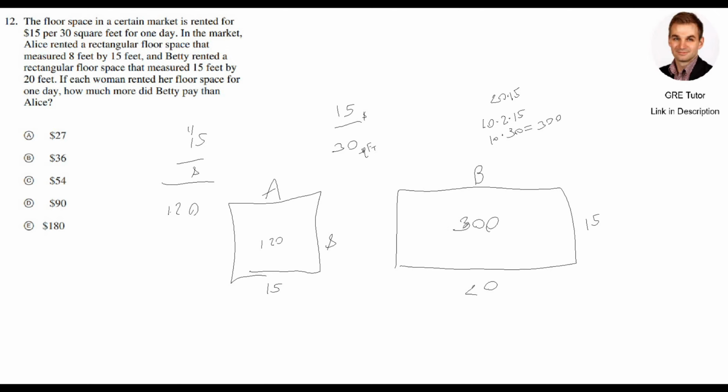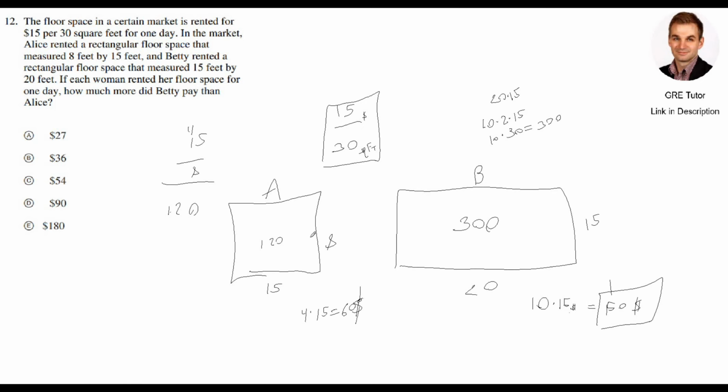We know that there's $15 for every 30 square feet. We have 300 square feet here, so we divide this by 30, and we get 10. So 10 times $15, and then we get $150 is how much Betty paid. And then here, 120 divided by 30 is 4. So you get 4 times $15, which is going to be $60.